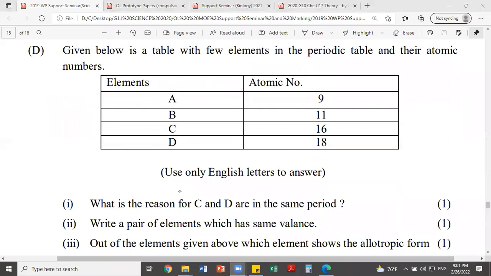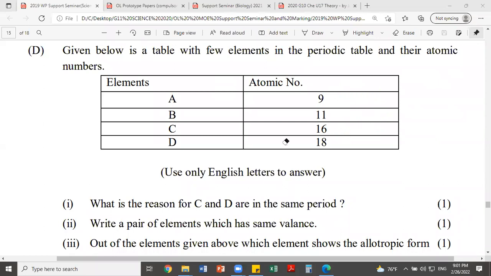Atomic number is given, element is given. What is the reason for C and D to be in the same period? When you are given this type of question, my advice: write the configuration in front of each atomic number: 2, 7; 2, 8, 1; 2, 8, 6; 2, 8, 8. Then you can get the answers easily.